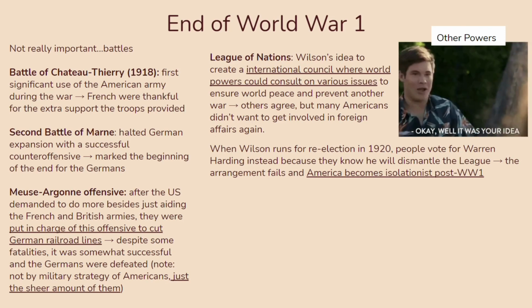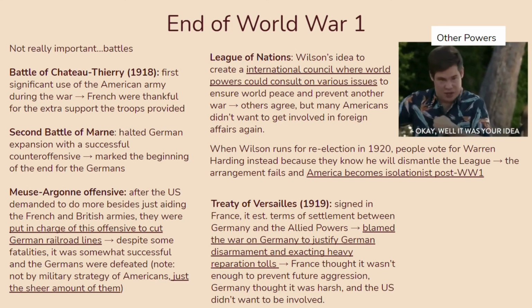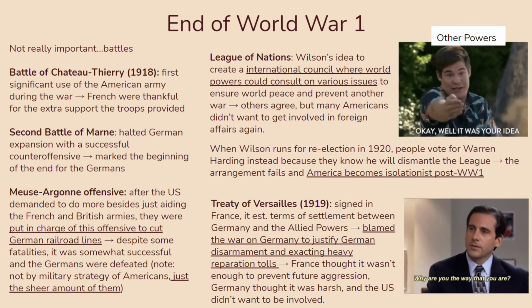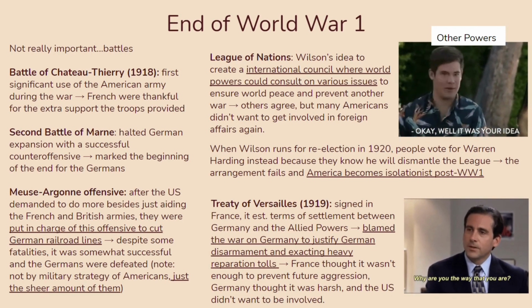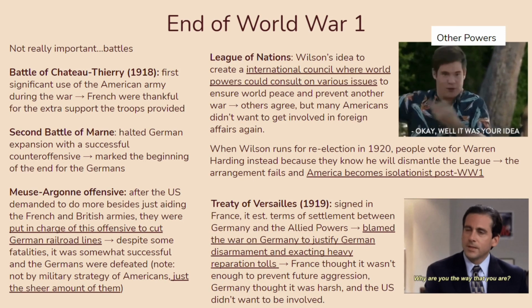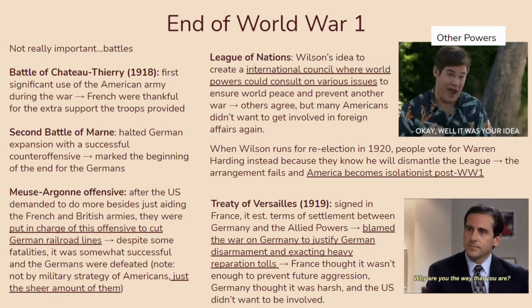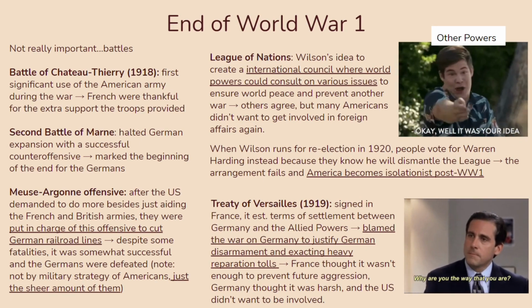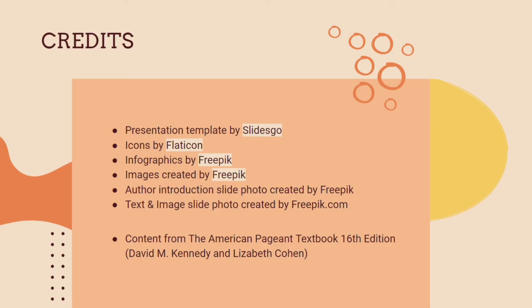And finally, last thing you should know about from this chapter is the Treaty of Versailles in 1919. This was signed in France, and it essentially established terms of settlement between Germany and the Allied powers, and essentially blamed the entire war on Germany to justify German disarmament and exacting heavy reparation tolls. They're basically like, why are you the way that you are? You suck. And this is going to obviously lead to consequences in the future, but really, all you should know about now is that France thought it wasn't enough to prevent future aggression, Germany obviously thought it was too much, it was too harsh, and the US didn't want to be involved, so they kind of just let it run its course. And yeah, that does it for this chapter.